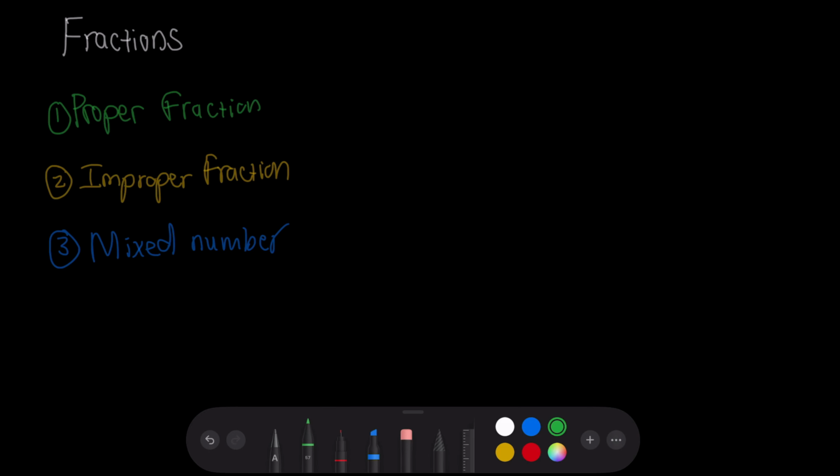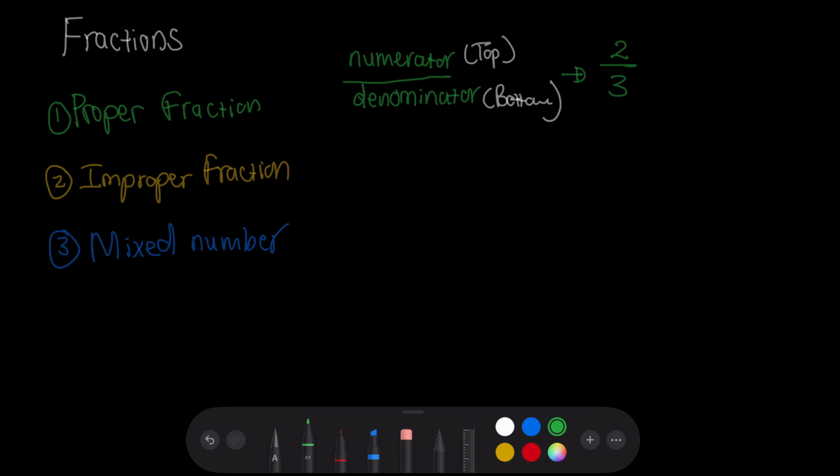So when you think about a proper fraction, a fraction basically consists of a numerator and a denominator. So the numerator is always the number that's on the top, and the denominator is the number that's at the bottom. So for a proper fraction, if you think about a number like 2/3, this is considered a proper fraction.